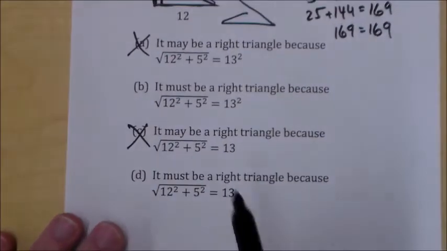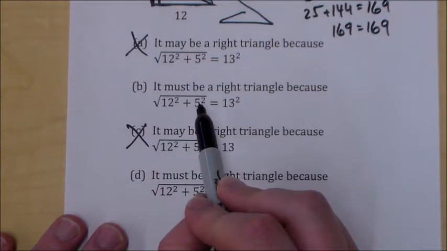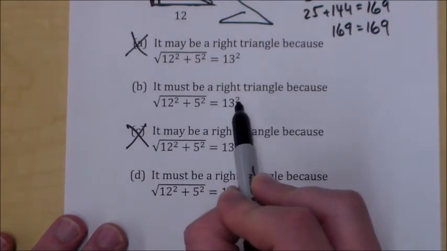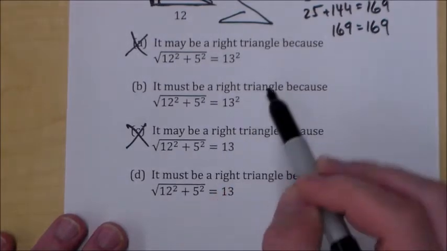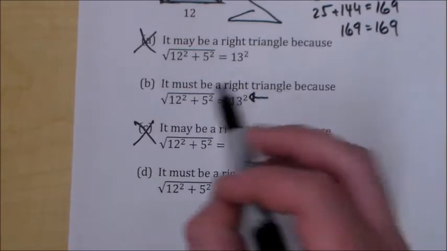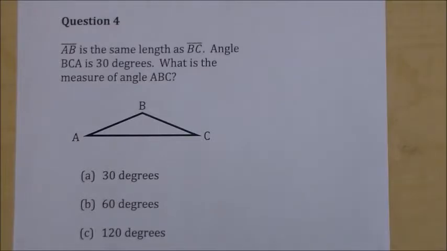Okay, so let's just do the math. This is 144 plus 25, it's 169. Square root of 169 is 13, but that isn't 13, that's 13 squared. Oh, that little exponent messes that up. Sorry, B, you're not the right answer. It's got to be that one. We're good to go.